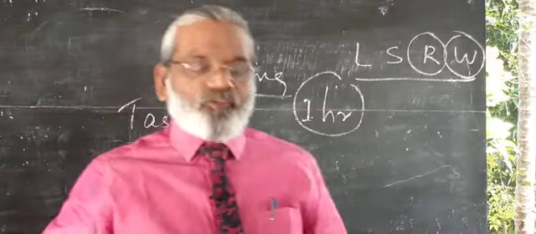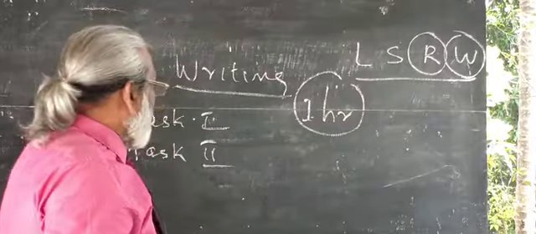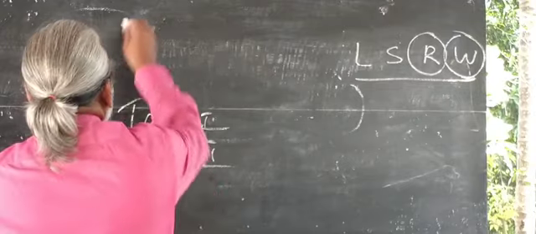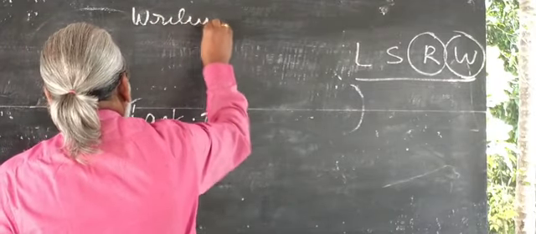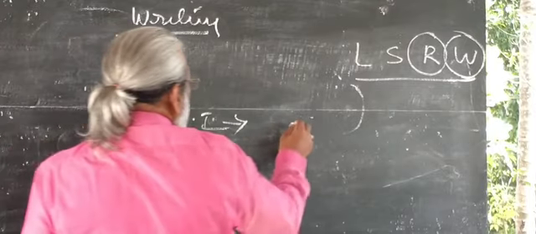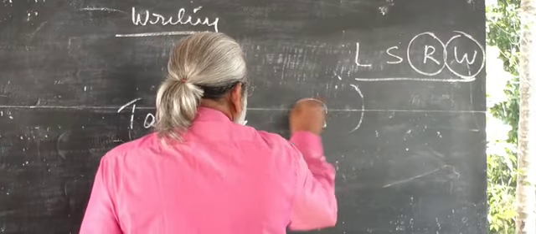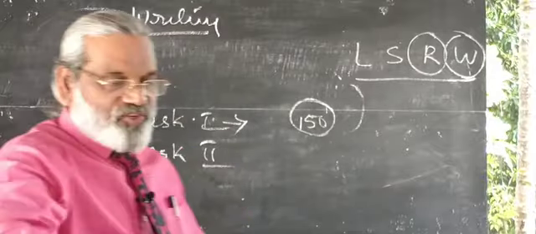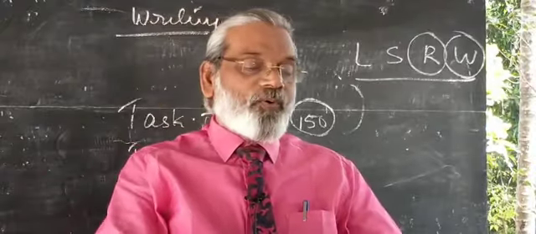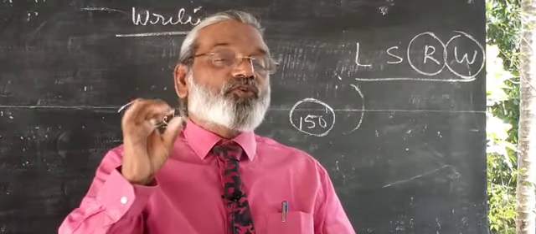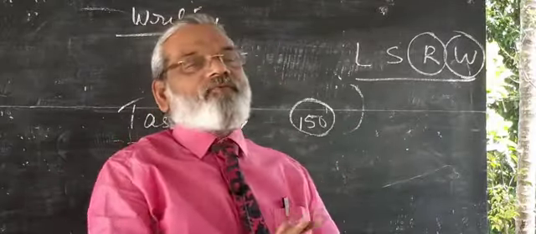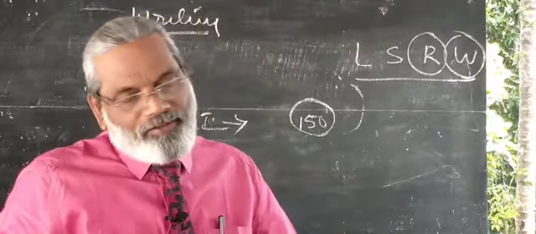Task number 1. We will have a small discussion on task number 1. Now we are discussing writing task number 1. You will have to write an essay on a topic in 150 words. 150 means 150 should be there. Not less than 150, not above 150.